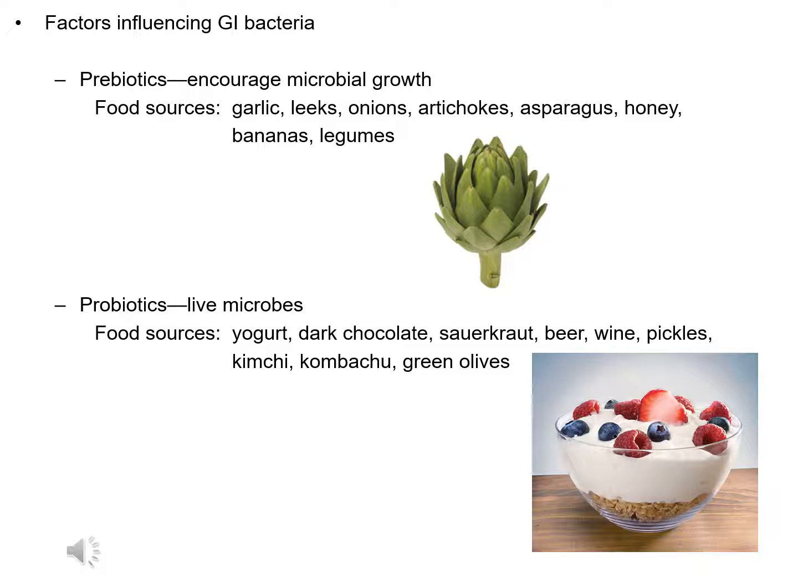Then there's the category of probiotics. And probiotics are the actual live microbes which are already present in certain foods. They can be found in things like yogurt, dark chocolate, sauerkraut, beer, wine, pickles, kimchi, kombucha, as well as green olives. Eating these types of food sources can potentially have an impact on keeping our microbiome very healthy. So here's to some healthy feeding of your gut.